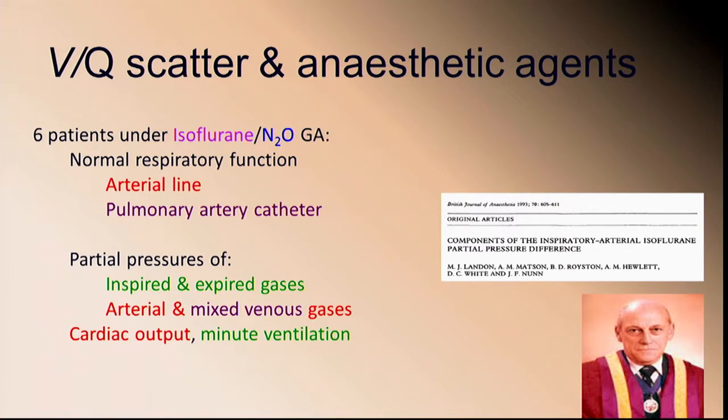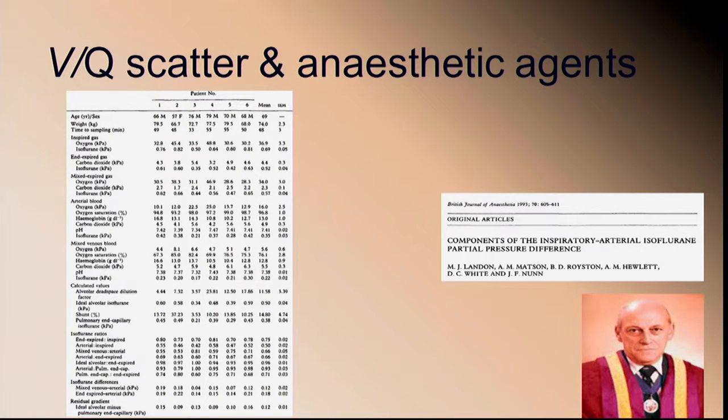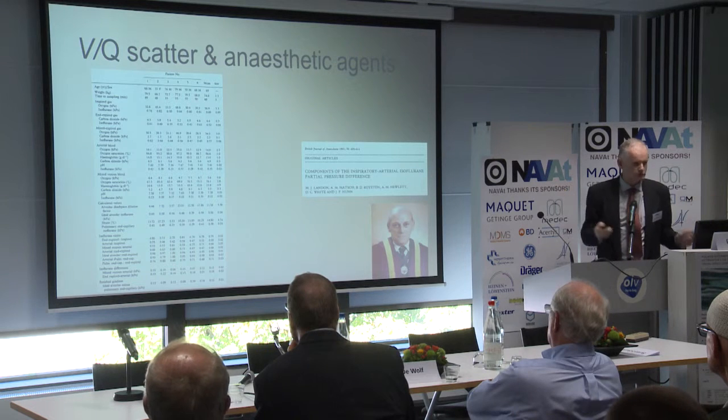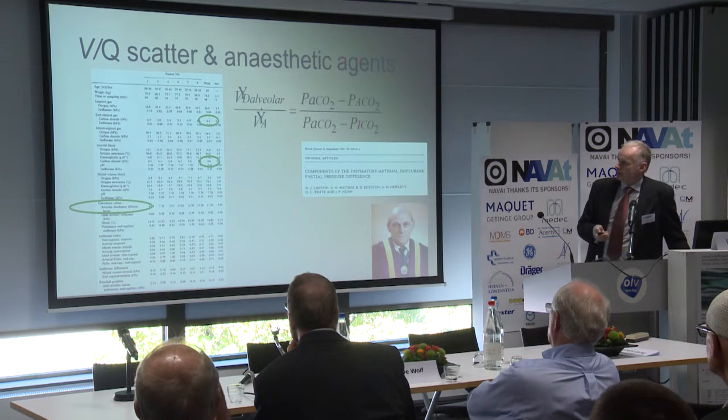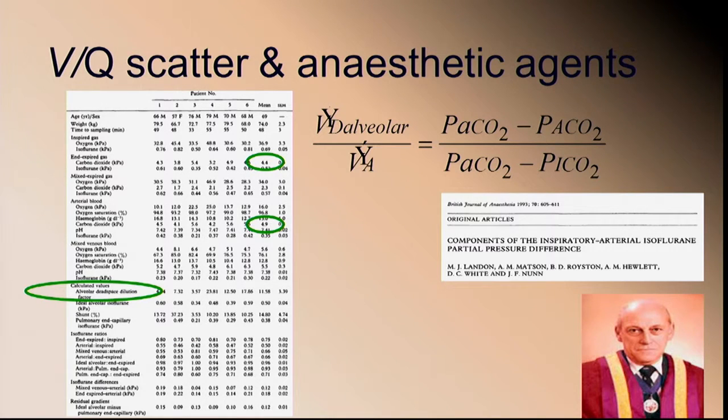So, small group of patients, 6 patients, cannulated with an arterial line and the PA catheter, and they measured inspired and expired gases, arterial and mixed venous blood, and cardiac output and minute ventilation. And this was a meticulously conducted study. It's a beautiful paper. It's full of just a wealth of beautiful data. So they calculated the alveolar dead space fraction using the Bohr equation and found that it was about 12%. These patients were patients under general anaesthesia with healthy lungs, and that's a pretty typical sort of figure, I suppose.